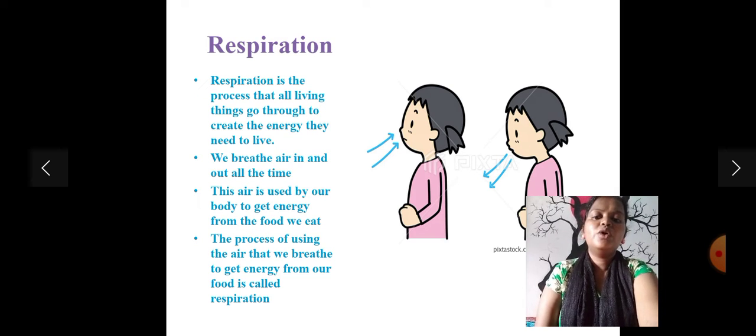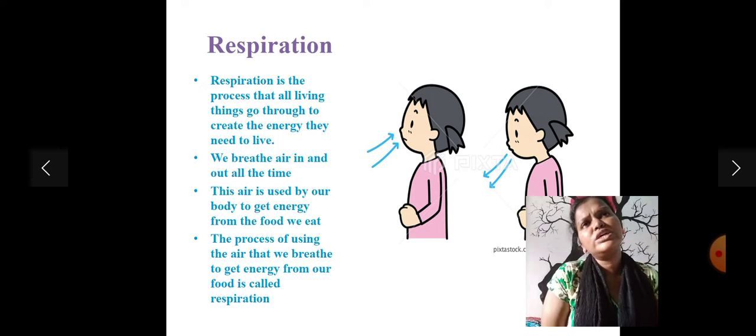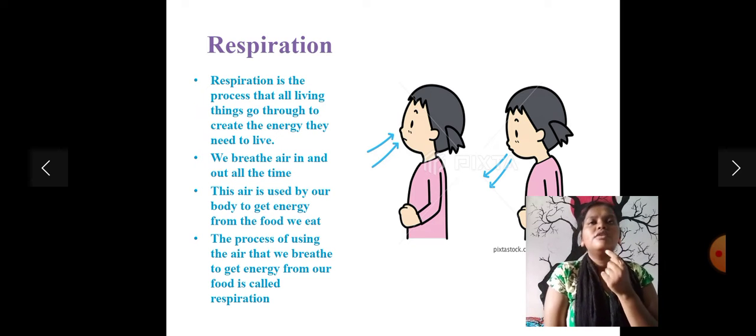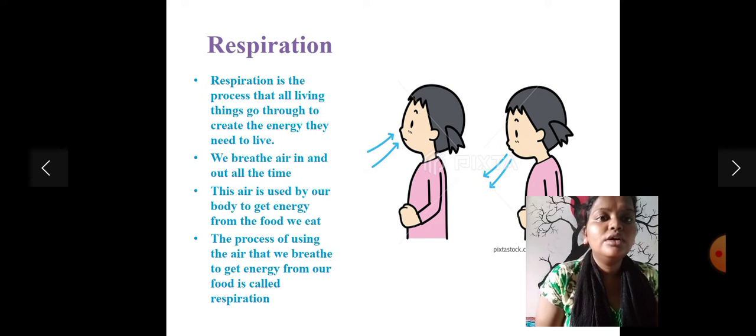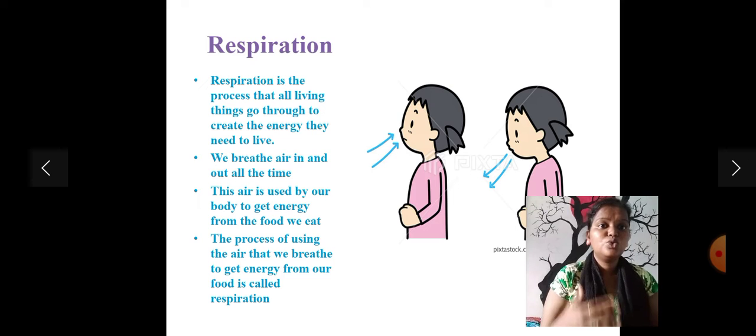Okay, can anyone say how do we breathe? We breathe through our lungs. Yes, very good. Respiration is the process that all living things go through to create energy and they need to live. Yes, because of respiration only we are living now. Through respiration only we can create energy. We breathe air in and out all the time.